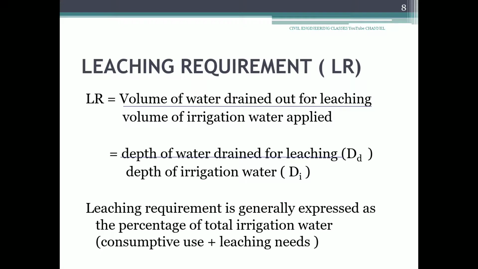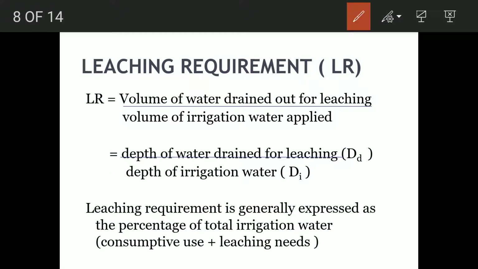Next one is leaching requirement. We have already said that leaching is the process of flooding the field with excess water. Later, this water is drained off so that we can remove the excess salt in the soil. How much is the water requirement for leaching? That is represented by a term called leaching requirement or LR. It is a ratio of volume of water drained out for leaching divided by total volume of irrigation water applied.